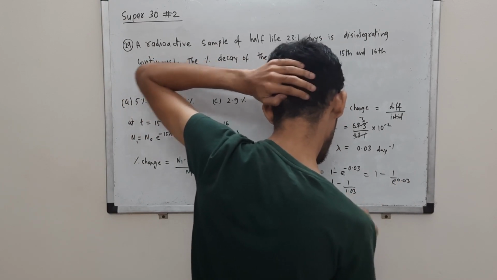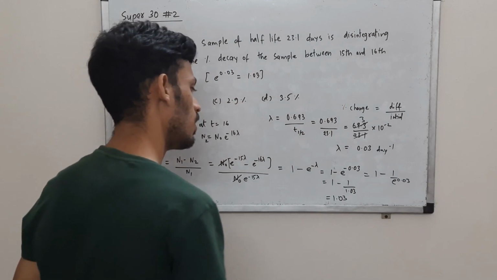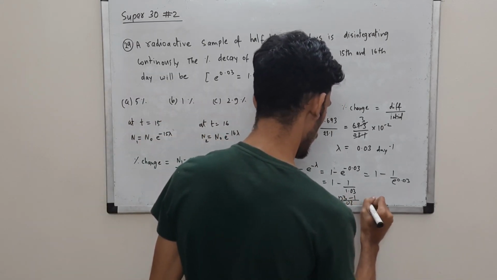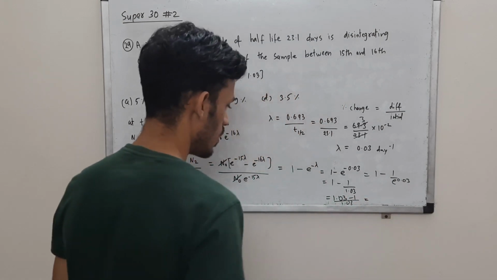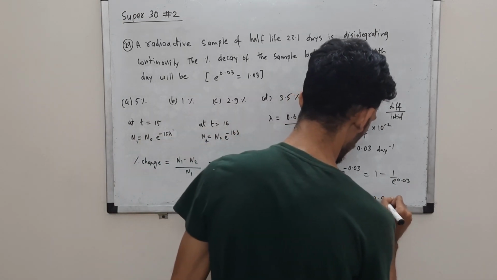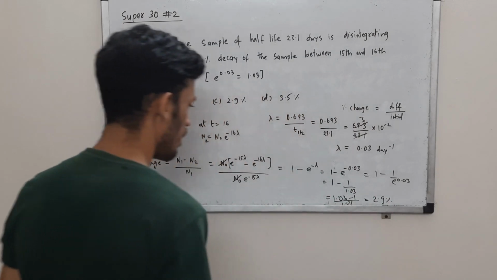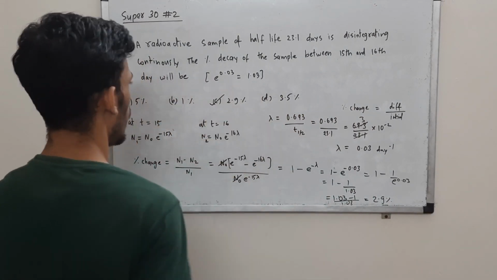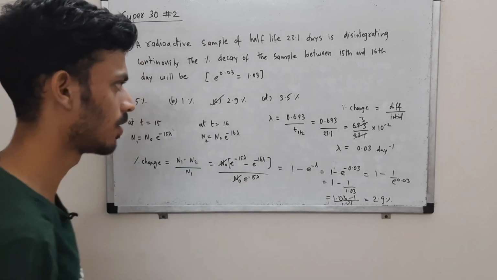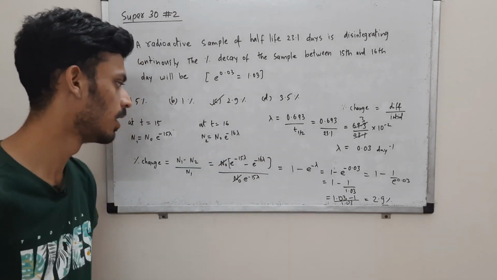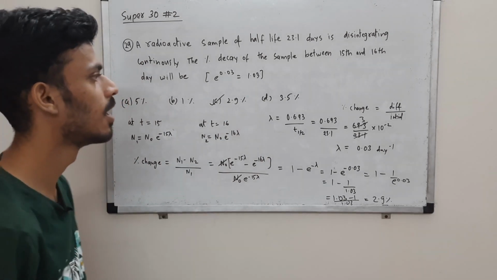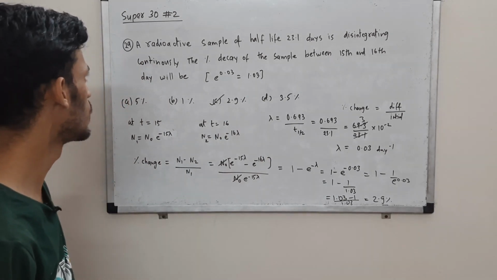So our answer will be 1.03 minus 1 upon 1.03. This is about 2.9%, I think 3%. So that will be about 2.9%, which is option C. So option C is the correct choice over here. Quite straightforward. Just use percentage change as difference upon initial, so initial minus final upon initial. That is how you do it.